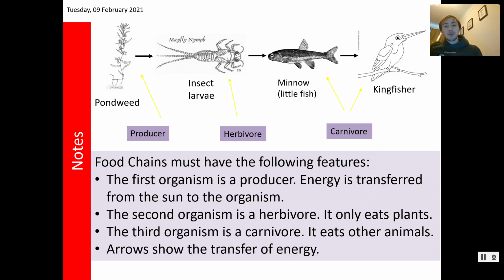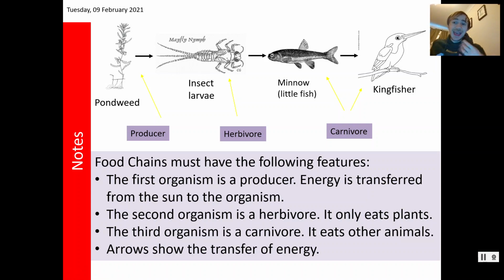The second organism is usually a herbivore. Now it can be an omnivore, but we're going to lead with herbivore for now. And the third organism has to be a carnivore, and from then on every organism will be a carnivore. Now the key thing people get wrong here is the arrows. There are still people in year 10 who draw the arrows going from the insect larvae to the pondweed, as if some poor insect larva is crawling over the pondweed and the pondweed snaps it up.